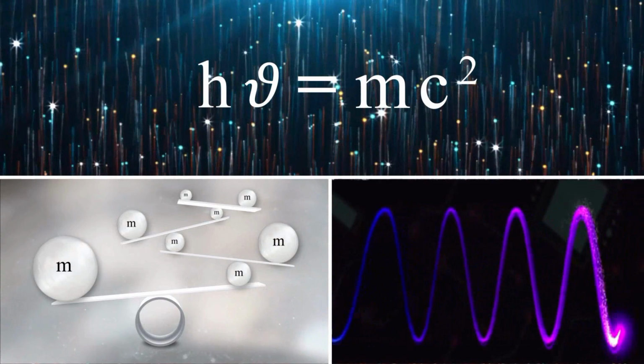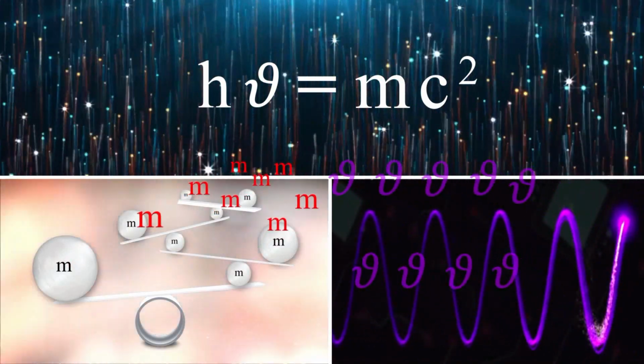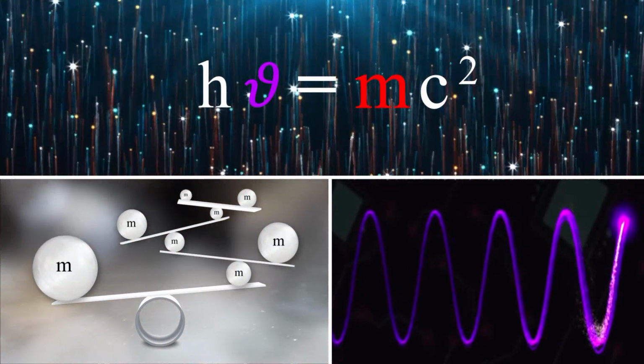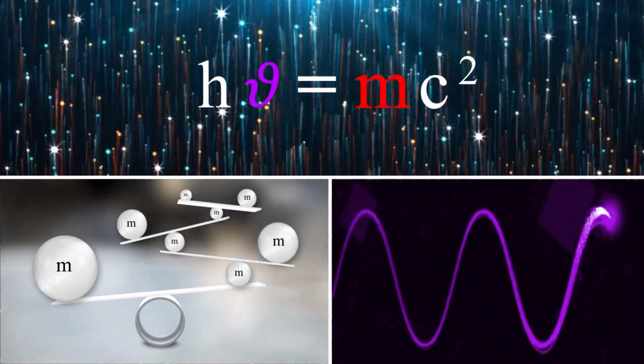However, in the equality of h nu equals m c squared, the variables are frequency and mass. That is, variables are completely heterogeneous.